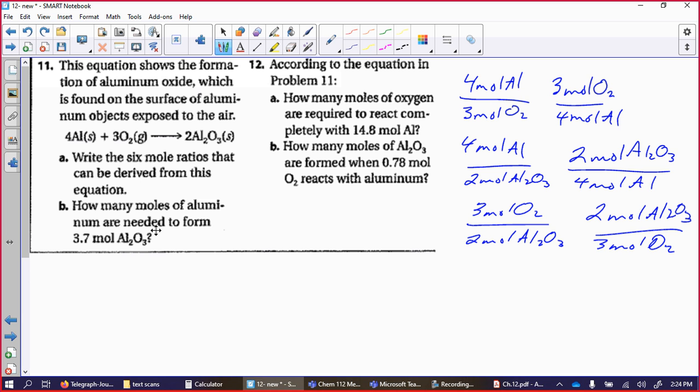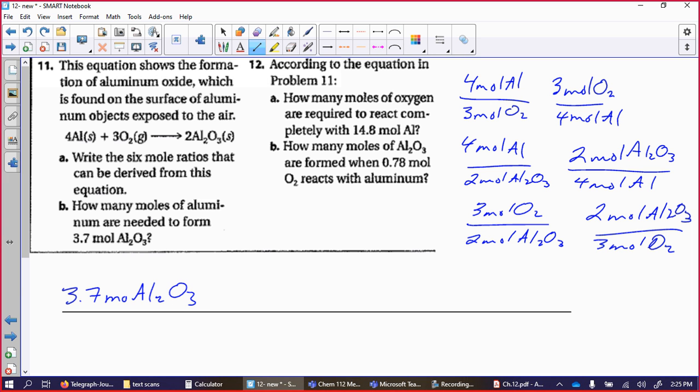So B and that part, how many moles of aluminum are needed to form 3.7? Well, that's what I've got moles of. I've had the odd time people start putting numbers in. Oh, well, it says I want to form this. Well, so it's got to be at the end. It's like, no, no. You're given a number in the question. Start with the number in the question.